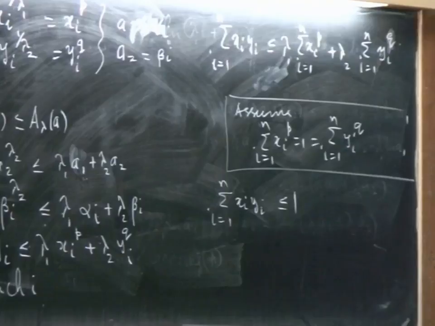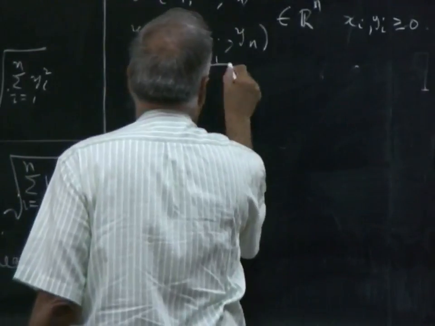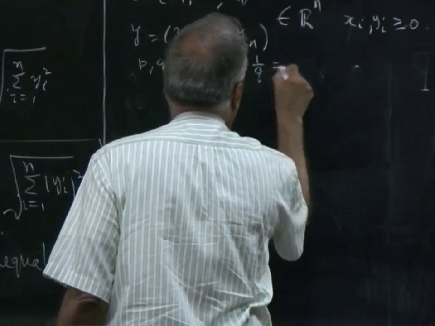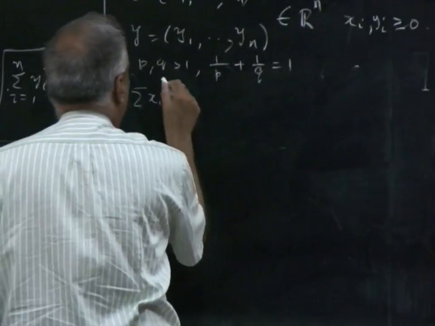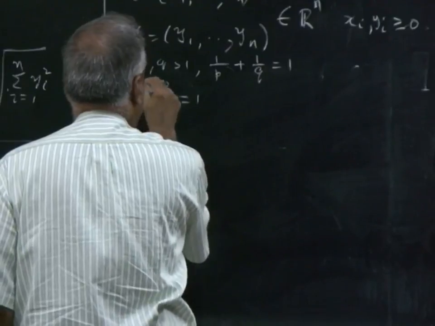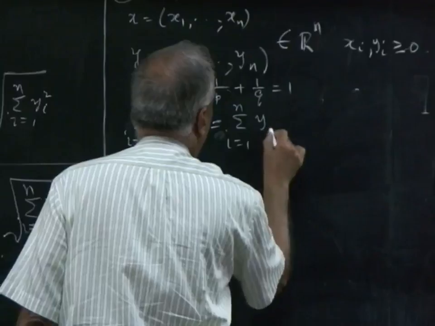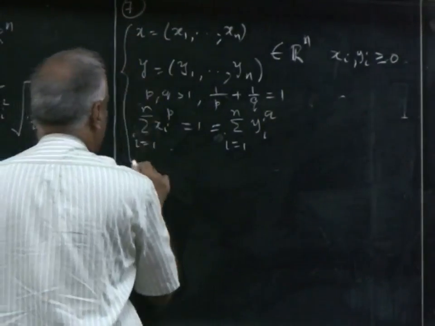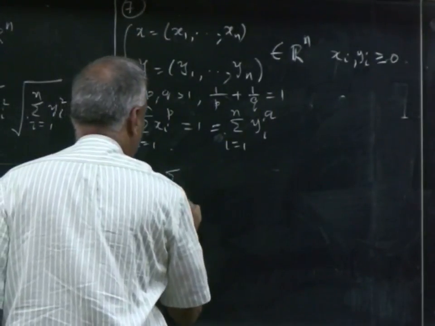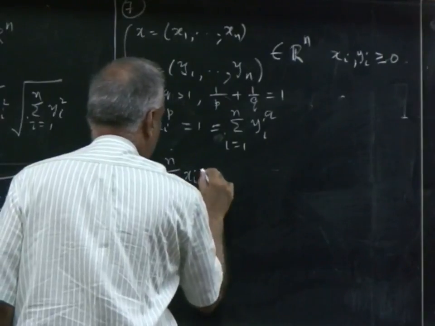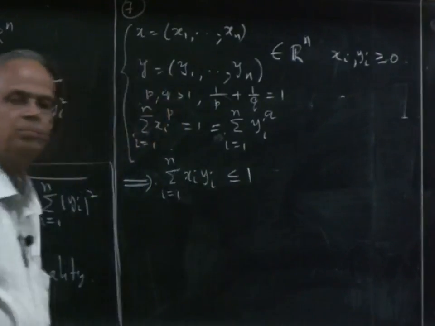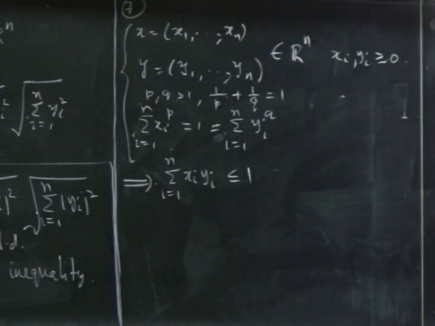Shall I write x equal to this: p, q greater than 1, 1 over p plus 1 over q equal to 1, and then summation xi power p equal to 1, summation yi to the power of q is also equal to 1. So all these conditions imply summation i equal to 1 to n xi yi is less than or equal to 1. And equality.